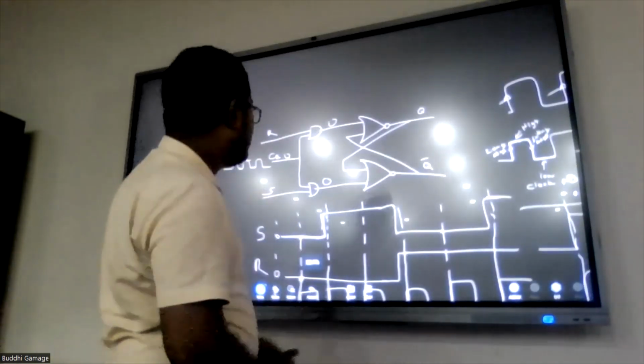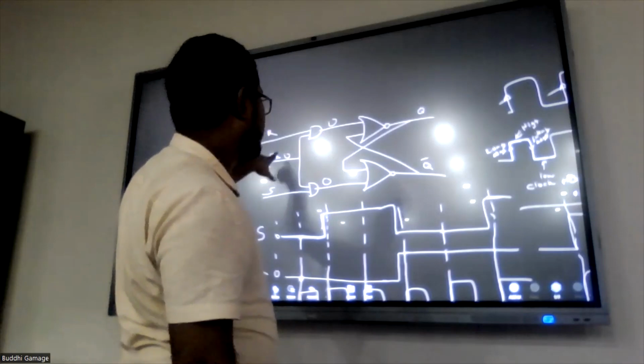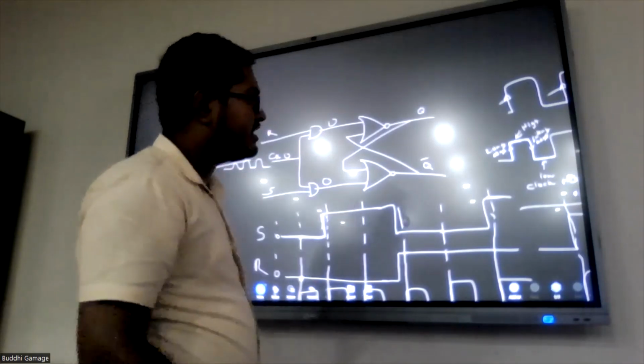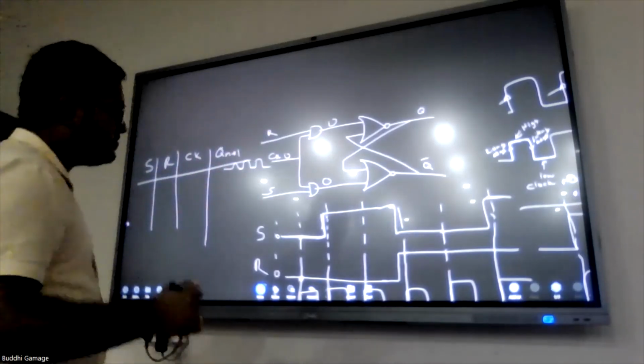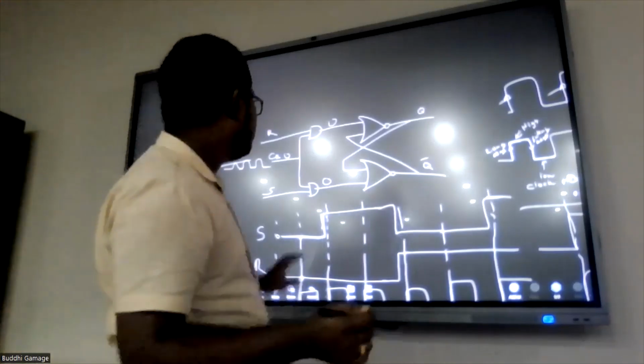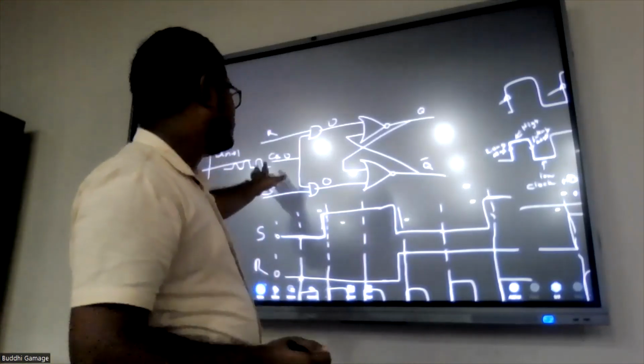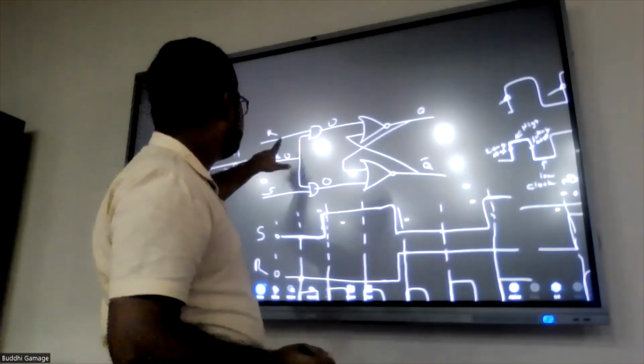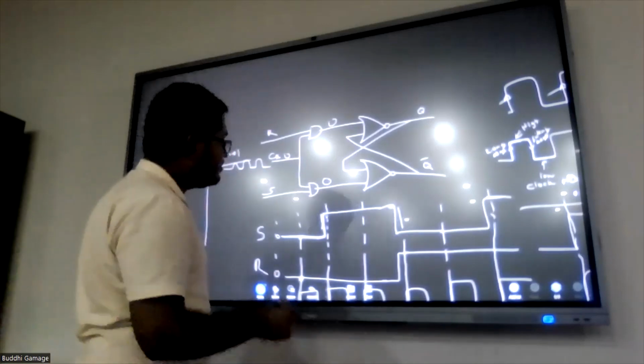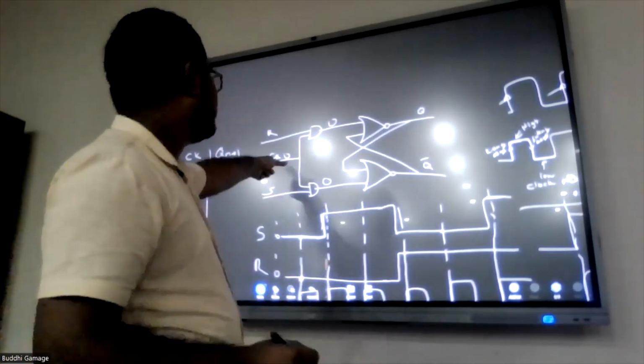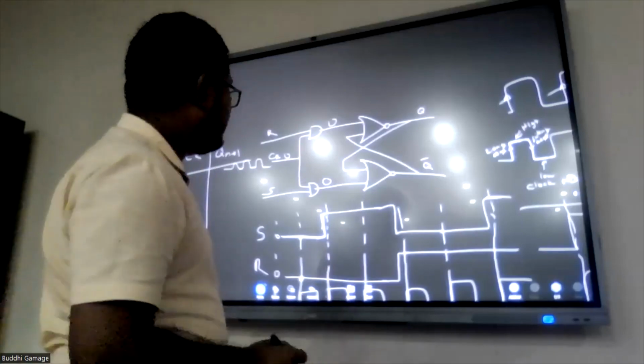This is the SR flip-flop by integrating the clock cascade. Since we are integrating the clock, the output can only occur where there are clock ticks. So that means the clock should be true. So that's why we are integrating the clock by using 2 AND gates.